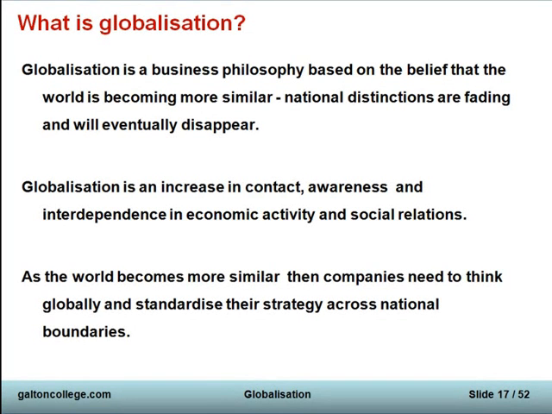Because the world is becoming more similar, the companies tend to think globally and to standardize their strategy across national boundaries. So many companies do not see themselves as national anymore. They consider themselves perhaps initially serving the national market, but with one eye on exports and trading in other countries. So globalization is the logical outcome of all of that.